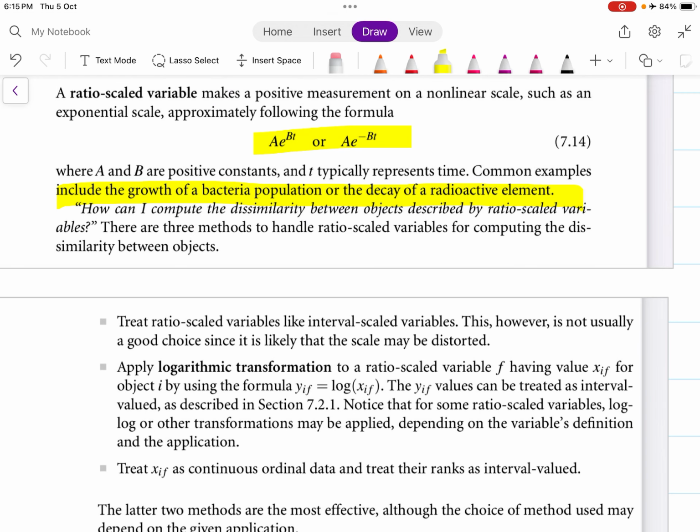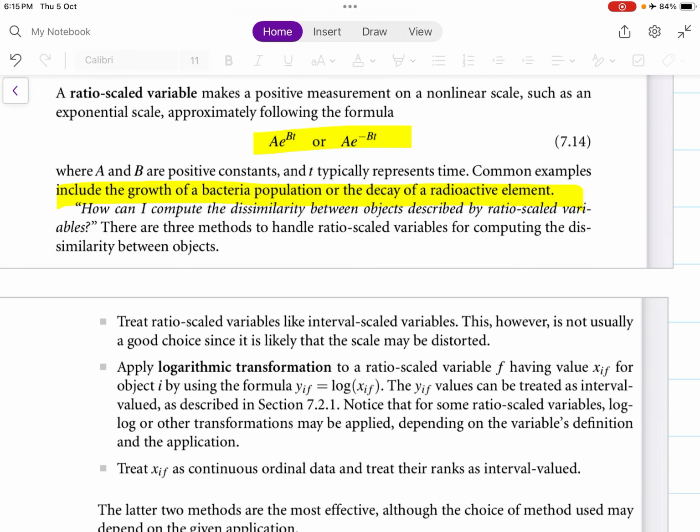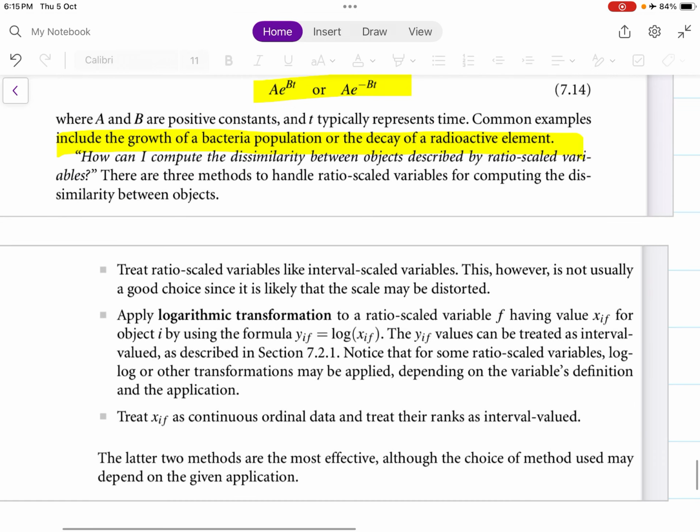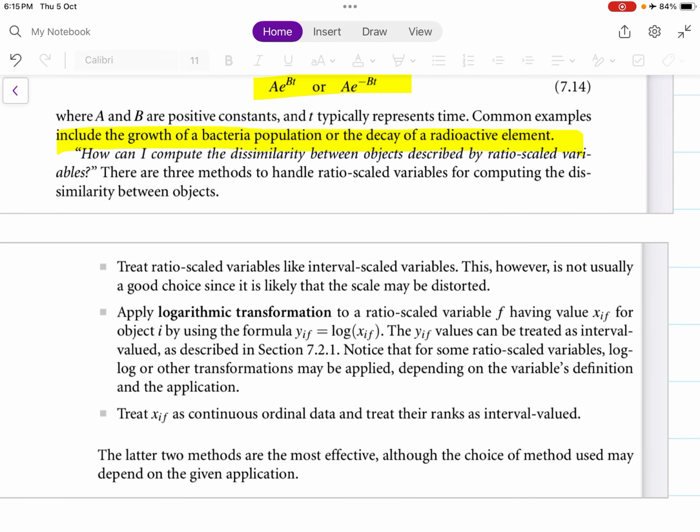How can I compute the dissimilarity between objects described by a ratio scale variable? There are three methods to handle ratio scale variables when computing the dissimilarity between objects. First, treat ratio scale variables like interval scaled variables. This, however, is not usually a good choice since it is likely that the scale may be distorted.